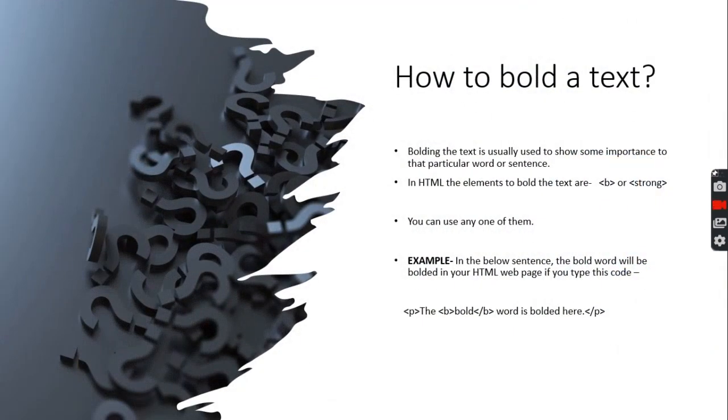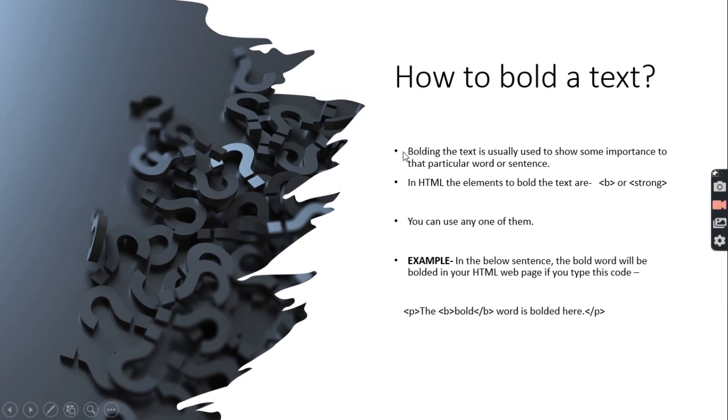So how to bold the text? Bolding the text is usually used to show some importance to a particular word or a sentence. In HTML, the elements to bold the text are the B tag and the strong tag. Both are used to bold. So for example, if you paste this code in Notepad, the bold word will be bolded in your web page.